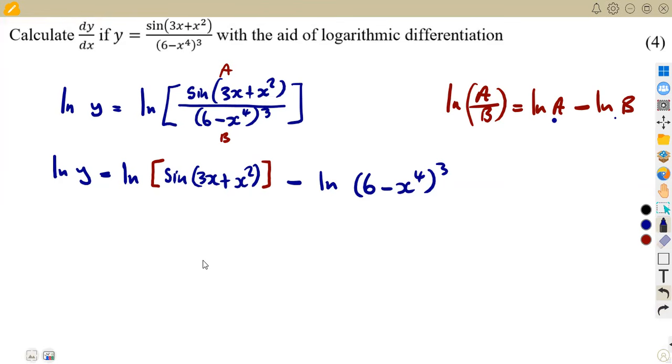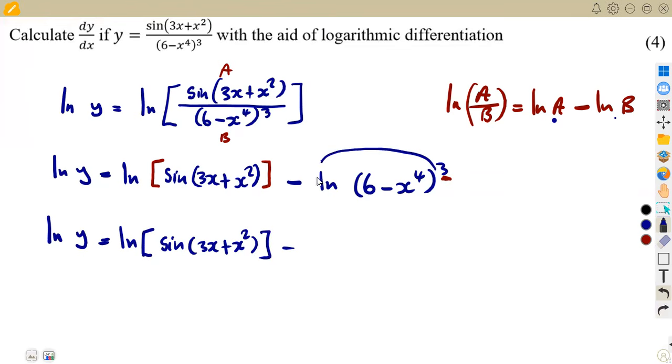But remembering from our laws, guys, we talked about our laws of logarithms. If we are given a ln affected with an exponent like this, we are going to drop the exponent to multiply our ln. So the ln of y is equal to the ln of sine of 3x plus x squared, minus, we drop the exponent because we are multiplying, so that's 3 ln of 6 minus x to the exponent of 4, like this.